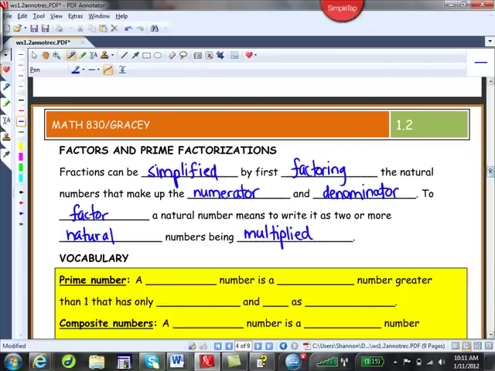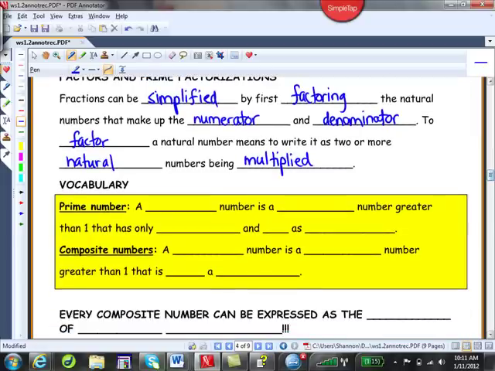So here's some more vocabulary. Prime number. A prime number is a natural number greater than 1 that has only itself and 1 as factors. Composite numbers. A composite number is a natural number greater than 1 that is not a prime.